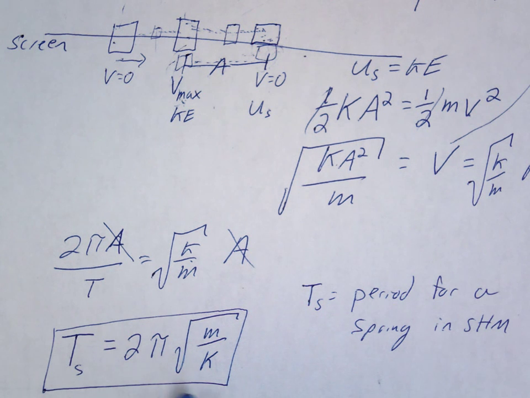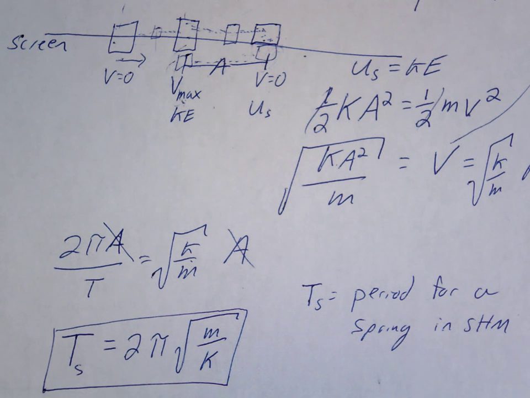Notice what's not a part of this. What got canceled out in the derivation? The amplitude, okay? So this is kind of, a lot of people, this is counterintuitive. So in other words, the time doesn't matter about the amplitude. So if I barely pull it down, it has a certain period. Okay, and if I pull it down farther, it has the exact same period, the exact same time.